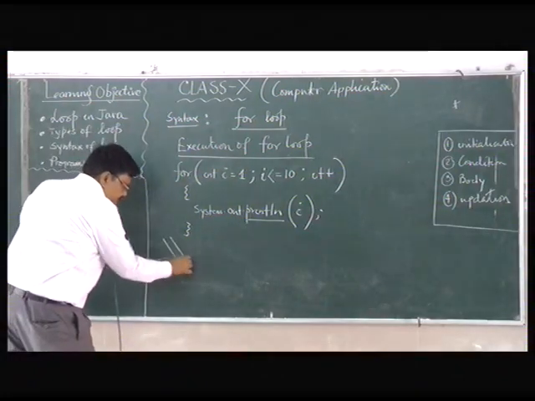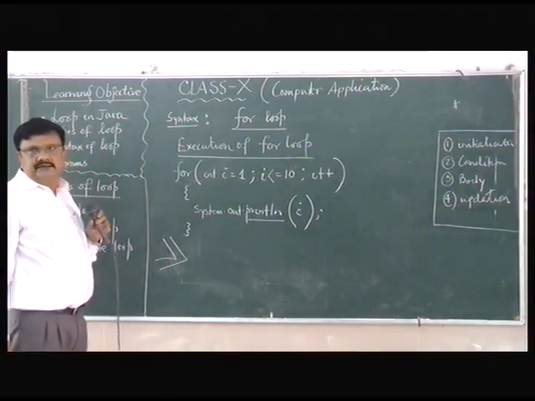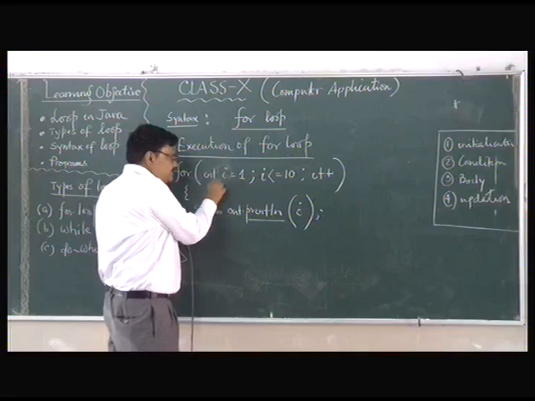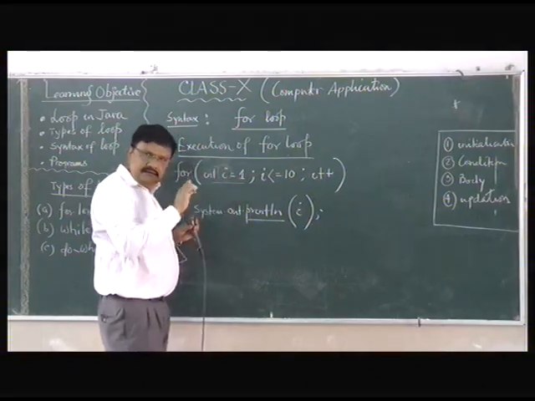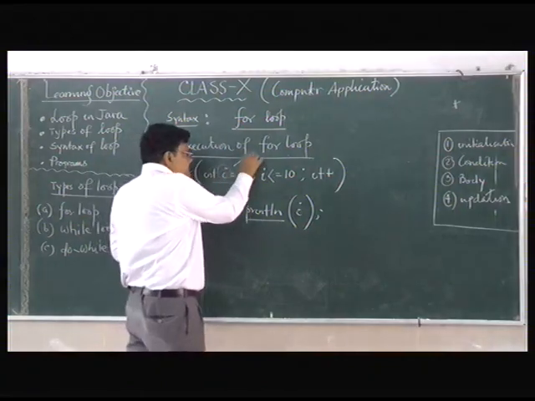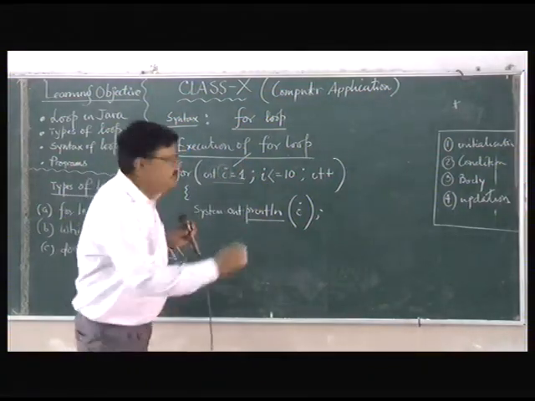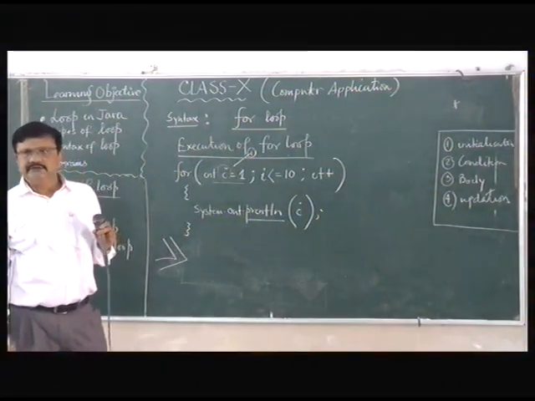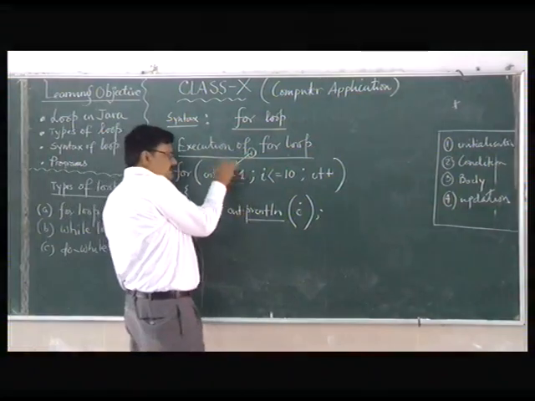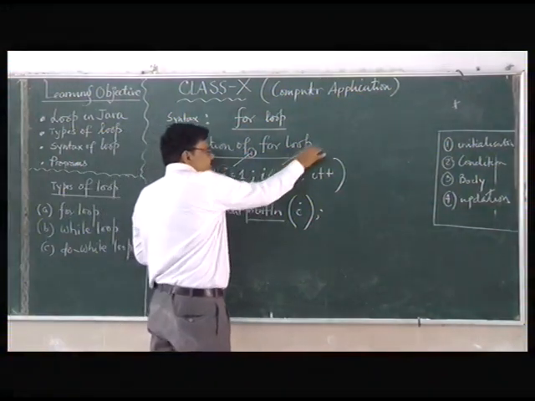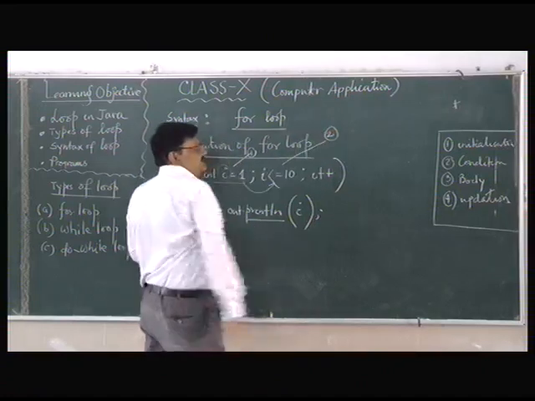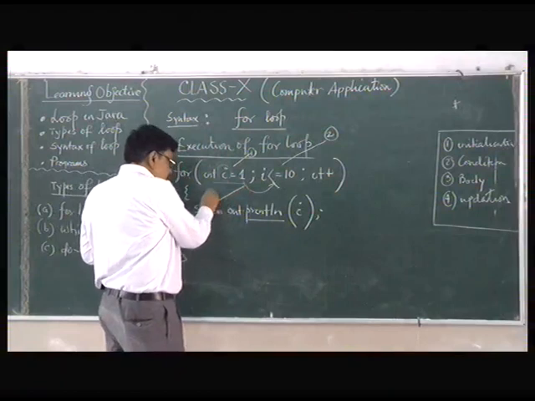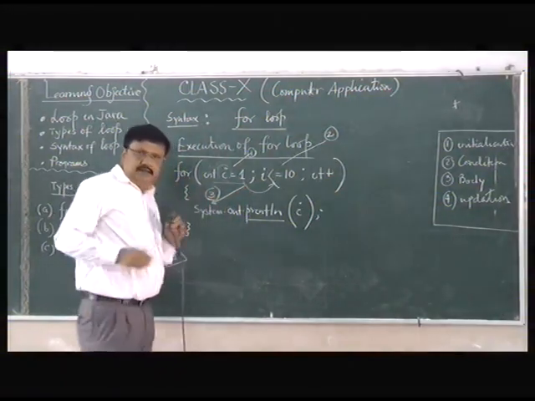Now what will be the output? See this, and how it actually runs. The first value, the control variable i, is initialized to 1. Clear? So this is the first stage or step you can say. Then after initialization, it will check for the condition. That will be the second stage or second step. After the second step, it comes to the body.